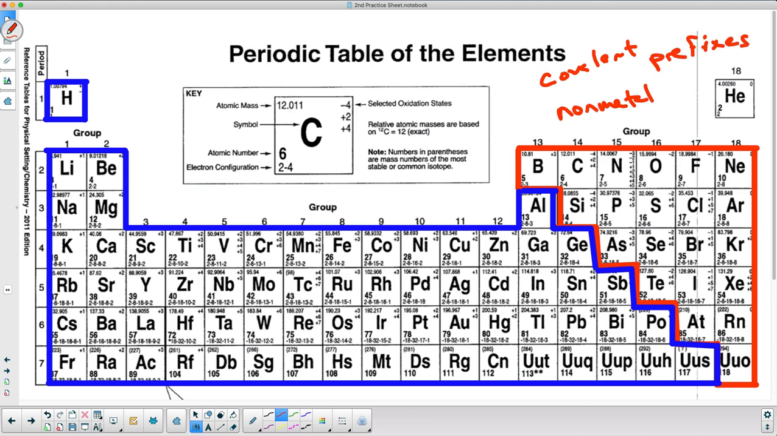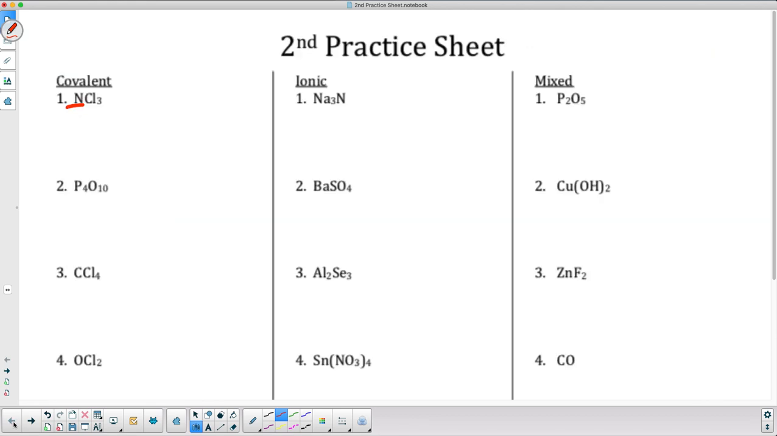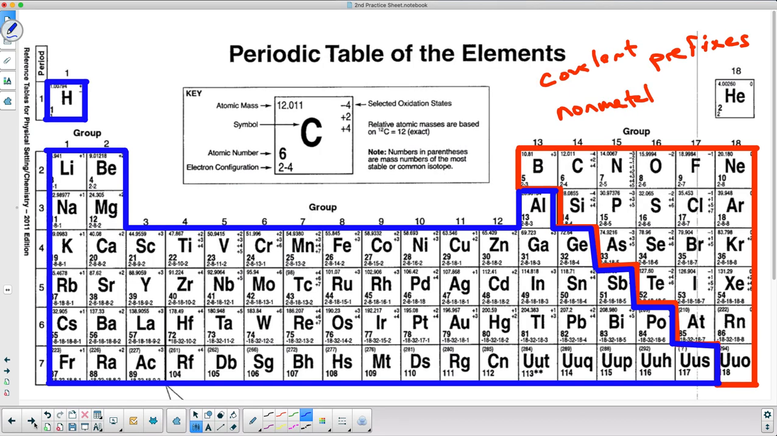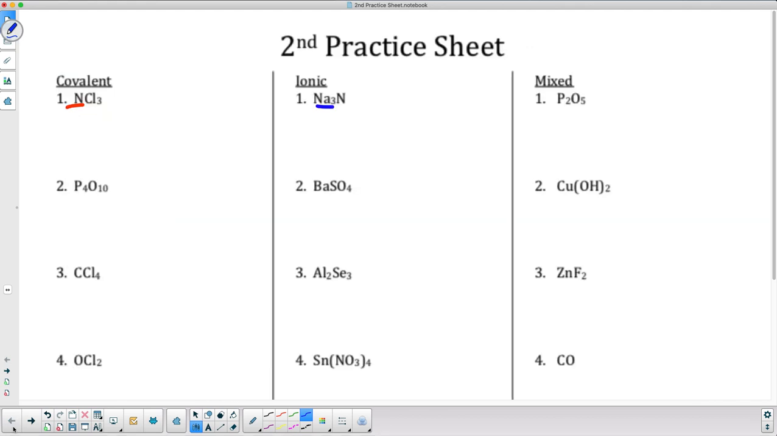Okay, now those are the same prefixes that you saw for the 6.2 naming covalent compounds: mono, di, tri, tetra, penta, hexa, septa, what is that, octa, nona, and deca for like 1 through 10. Notice that for ionic, what I have there is sodium, Na, and Na is on the blue side over here with the metals, and that's why it's ionic, because it's a metal and a nonmetal, which is what an ionic compound is. So we name them differently.